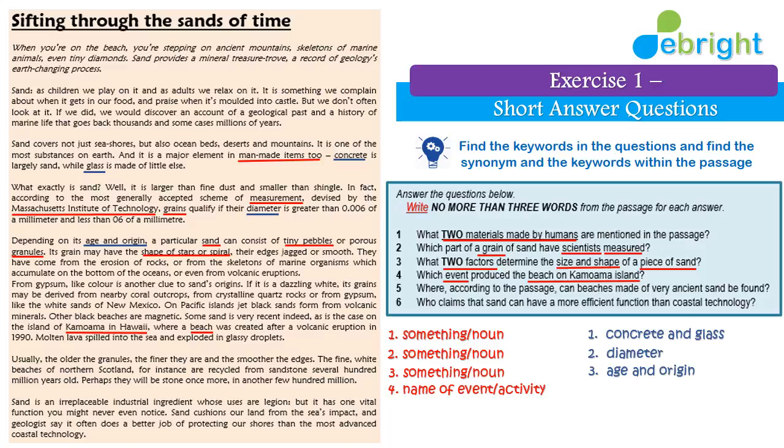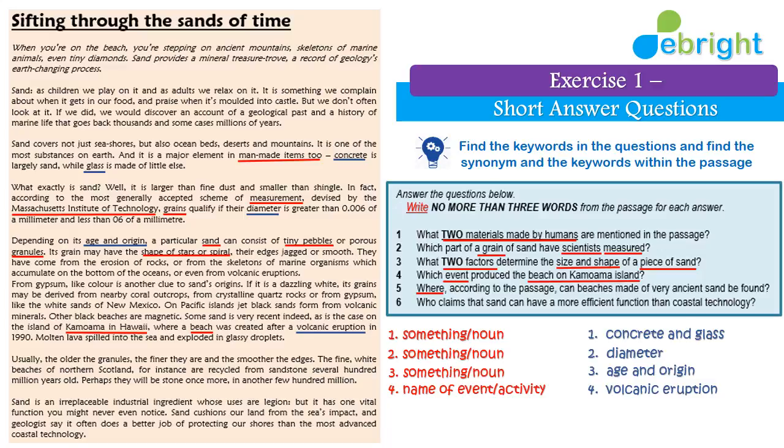And then you've got also beach over there as the keyword in the question. And the correct answer is volcanic eruption. So number 4, which event produced the beach on Kamwama Island? Correct answer is volcanic eruption. Let's move to number 5.